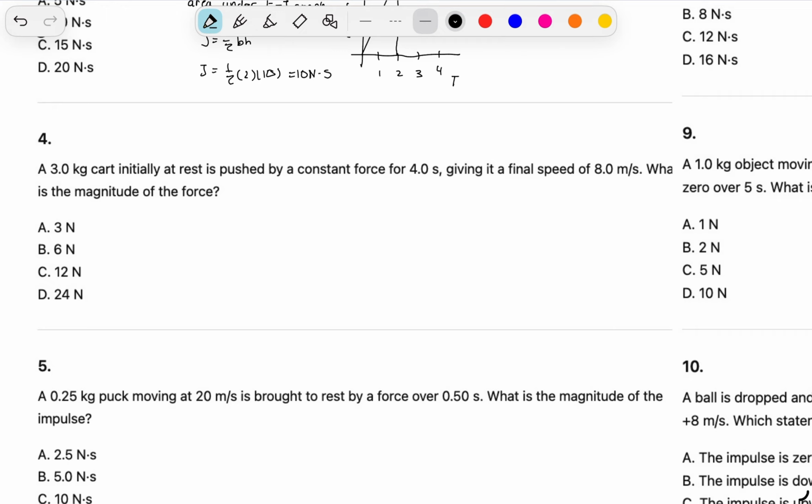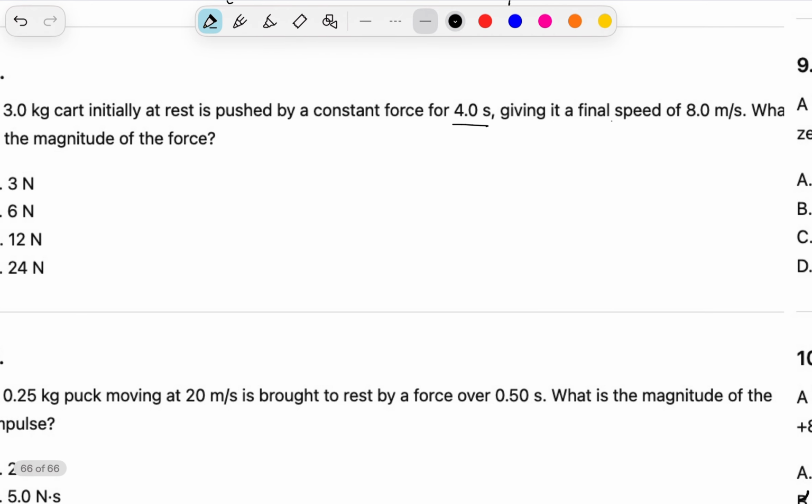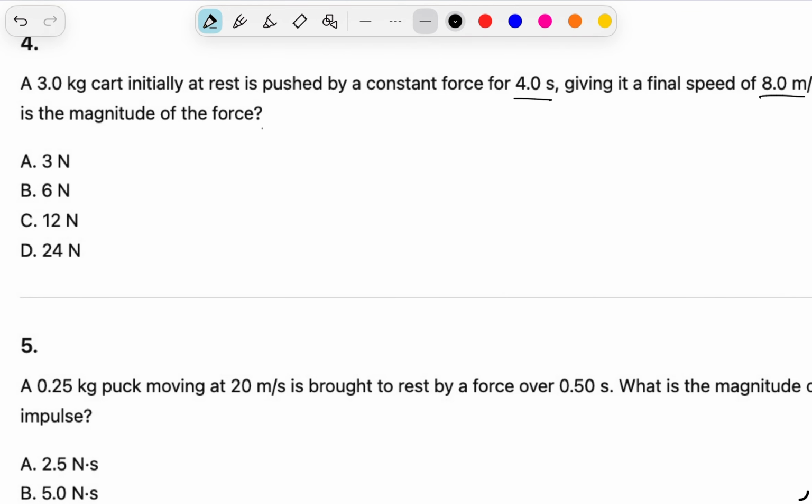A 3.0 kilogram car initially at rest is pushed by a constant force for 4 seconds, giving it a final speed of 8 meters per second. What is the magnitude of the force? You can use impulse-momentum.